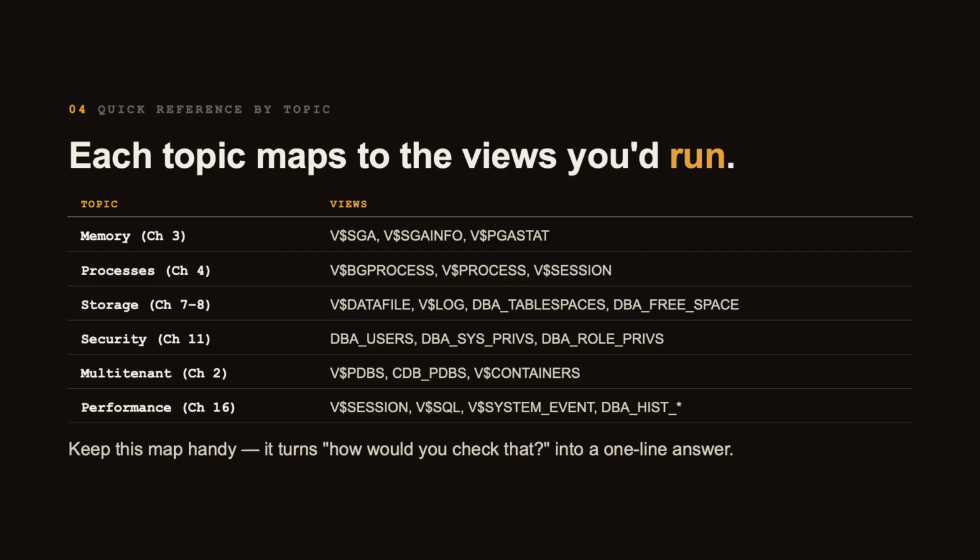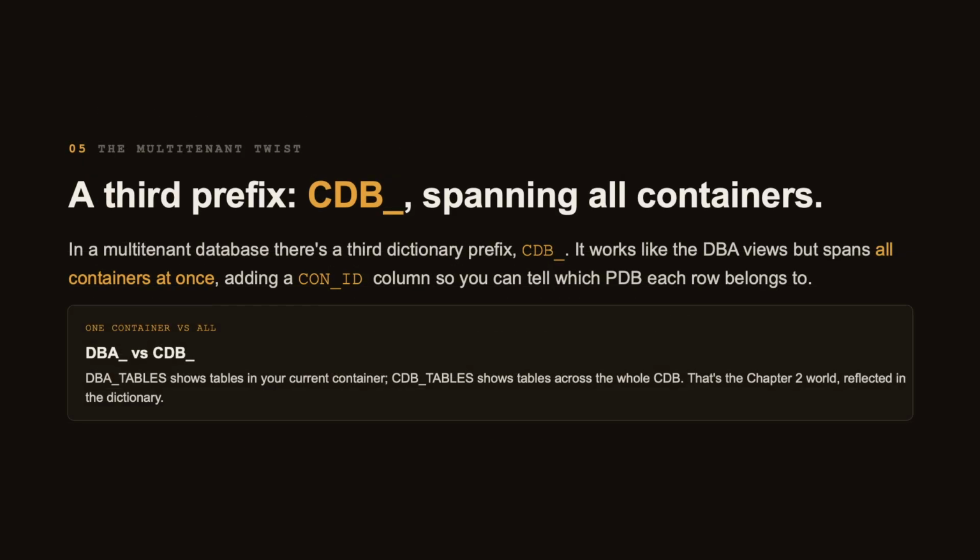When an interviewer asks, how would you check that? This table is how you fire back the right view instantly for any topic. You don't have to memorize all of them perfectly, but knowing roughly which view belongs to which topic turns a vague question into a confident, one-line answer.